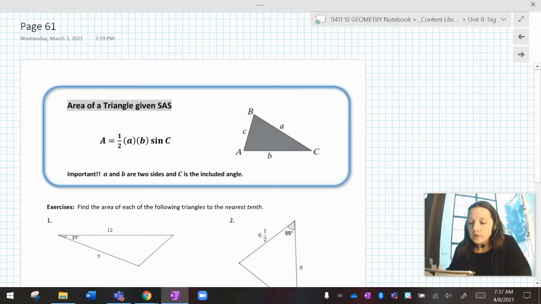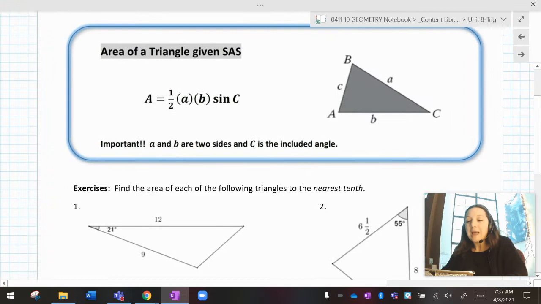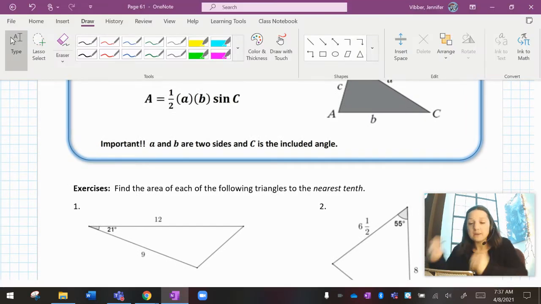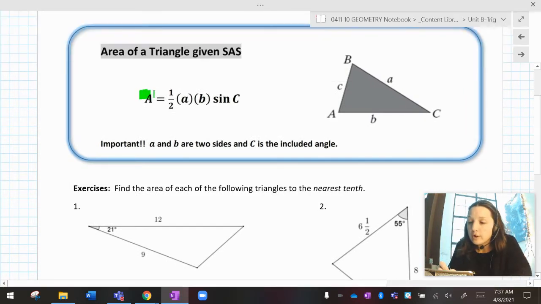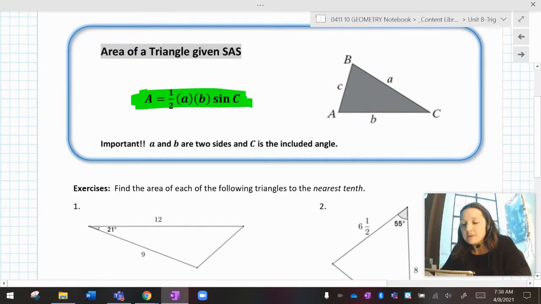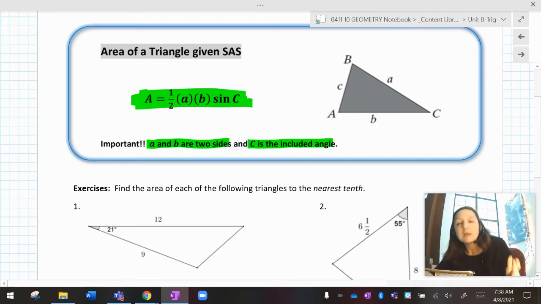So let's try that out now. All right. The area of a triangle given SAS, meaning you have two sides and the angle in between. The area of a triangle given SAS is 1/2 AB sine C, where A and B are two of the sides and C is the included angle, the angle between them.